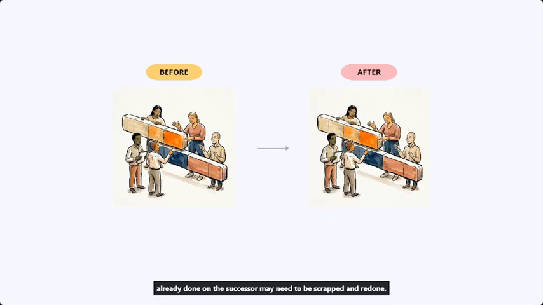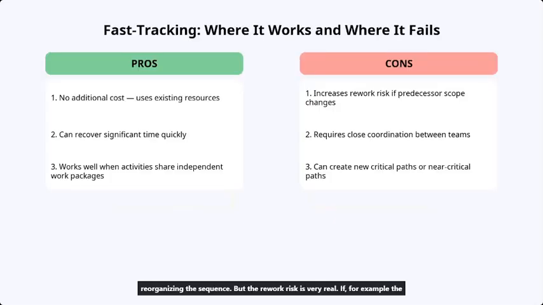Fast tracking's attractive: no upfront cost. You're not adding resources, just reorganizing the sequence. But the rework risk is very real. If, for example, the design you overlapped with procurement changes late, you may have ordered the wrong materials. Use fast tracking only where the predecessor's output feeding the successor is stable and well-defined early in the work.